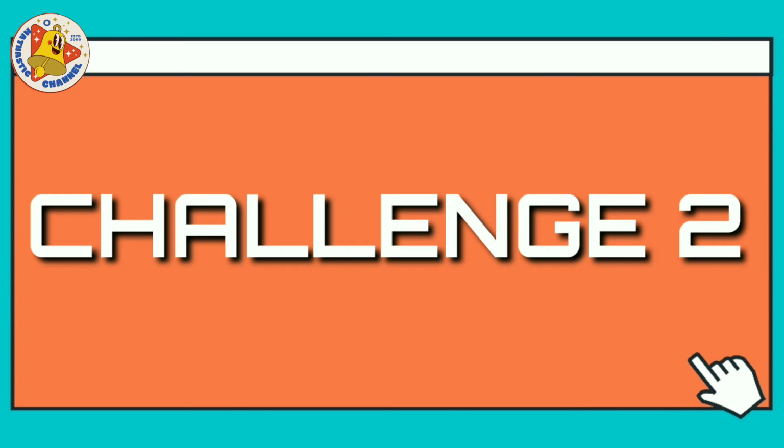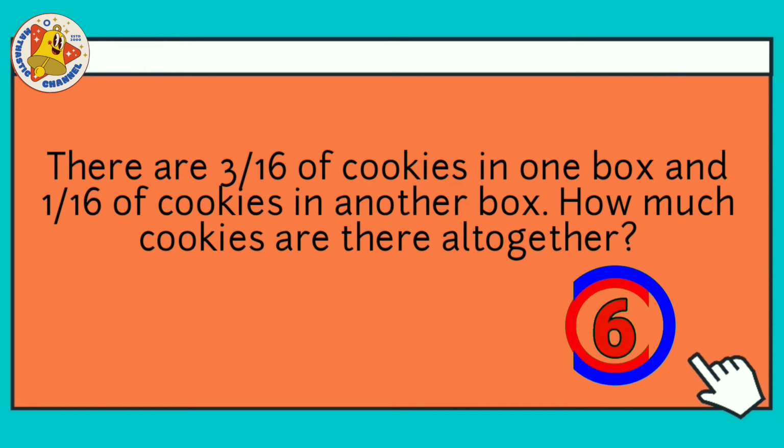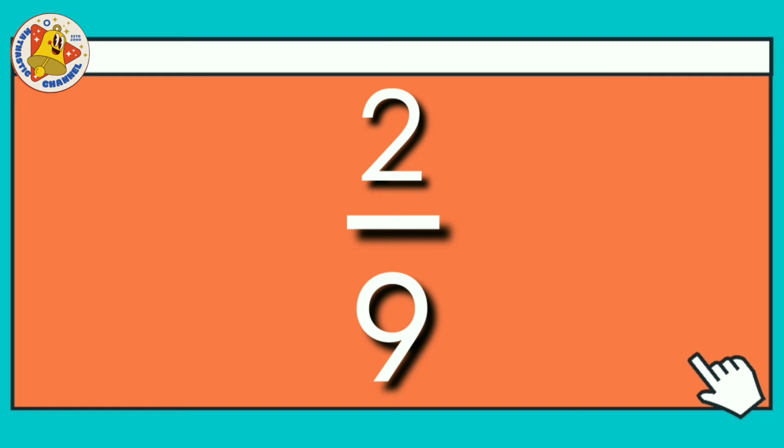Challenge number 2. There are 3/16 of cookies in one box and 1/16 of cookies in another box. How many cookies are there altogether? The correct answer is 2 nights.